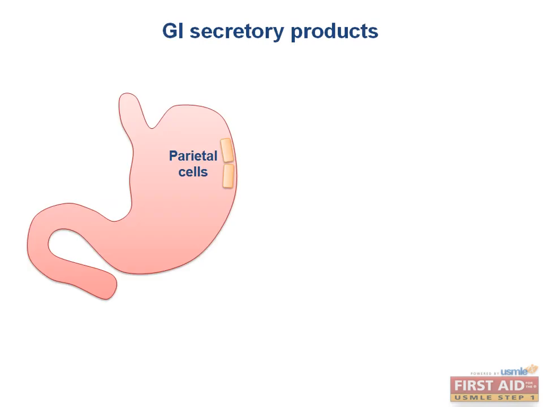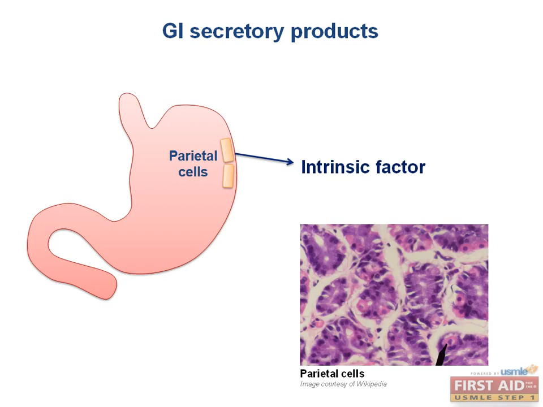Okay, let's now go on to some GI secretory products. The GI tract also has a number of important secretory products, namely acid and bicarbonate, as well as intrinsic factor and pepsin. Intrinsic factor is produced by parietal cells, which you can see here, in the stomach in order to allow for uptake of vitamin B12 in the terminal ileum.